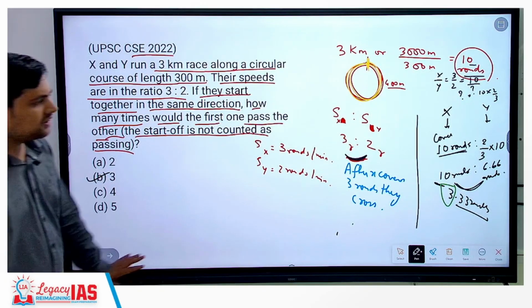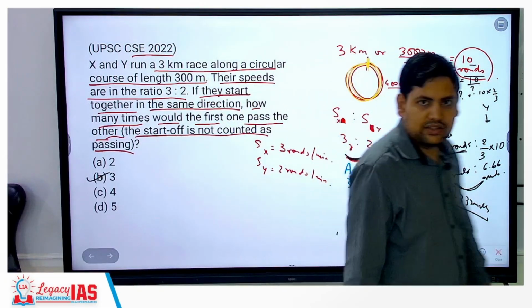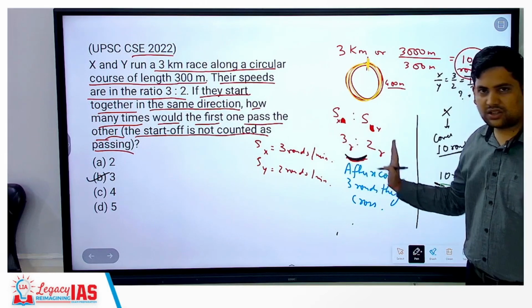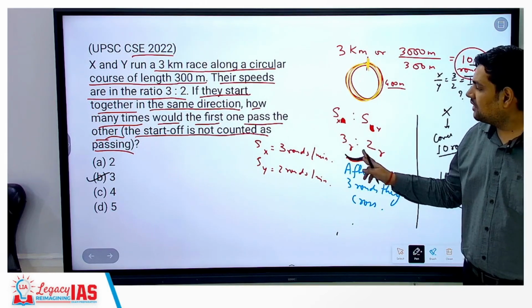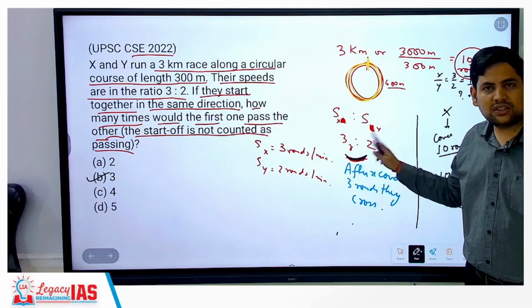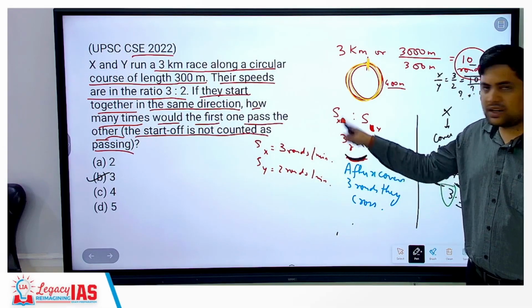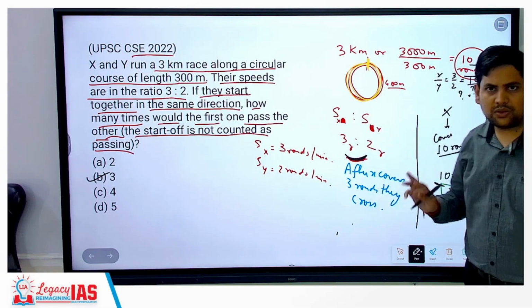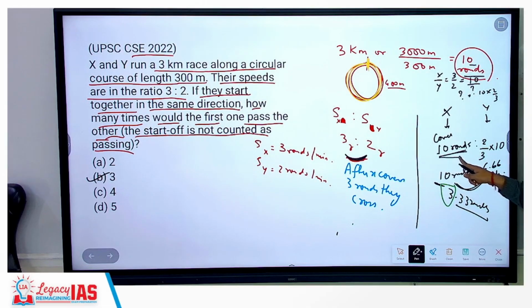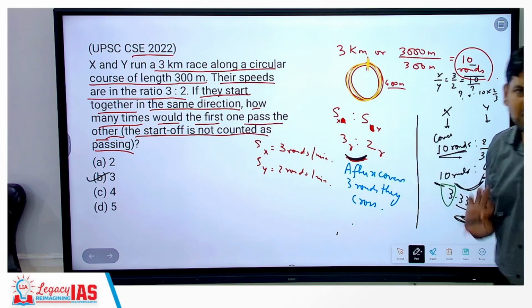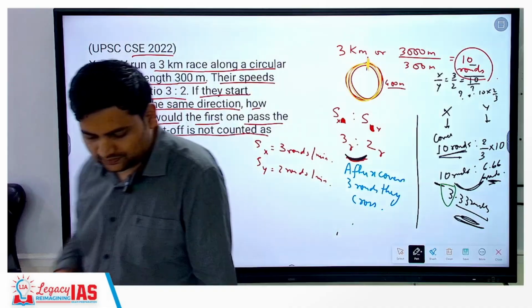That's it. First you found out the ratio, then you understood the ratio is 3:2, then you assume this was completion of 3 rounds, this was completion of 2 rounds. Now one of them has to complete 10 rounds for the race to be completed, so you make the faster one complete 10 rounds. In that time you see how many rounds y has completed, whatever is the difference will give you how many times they can meet. Of course it has to be in whole numbers, so you pick the whole number, that becomes your answer. Simple.